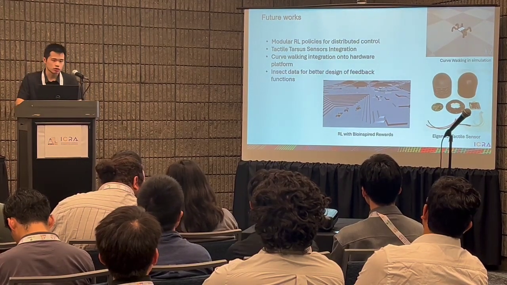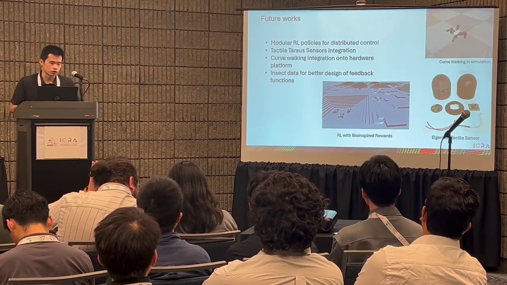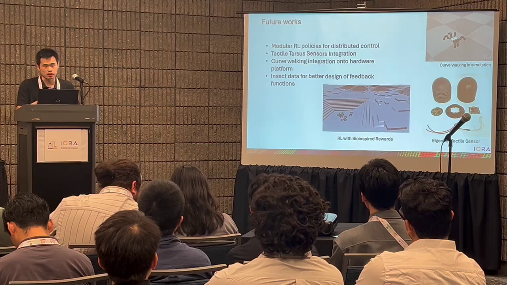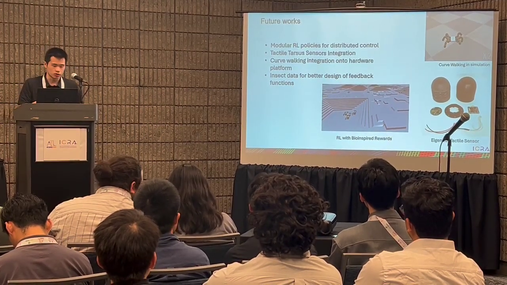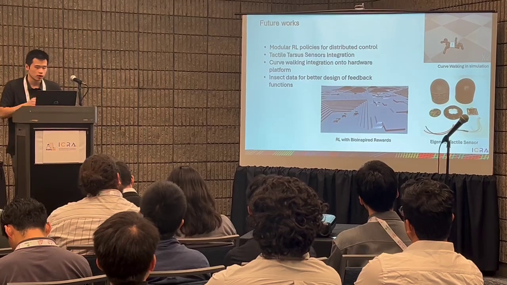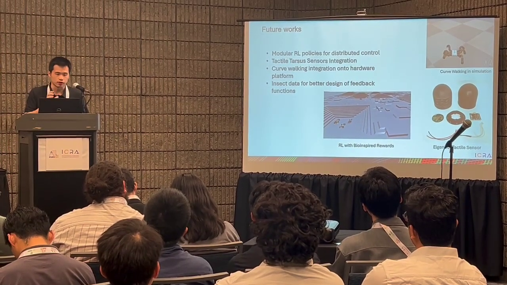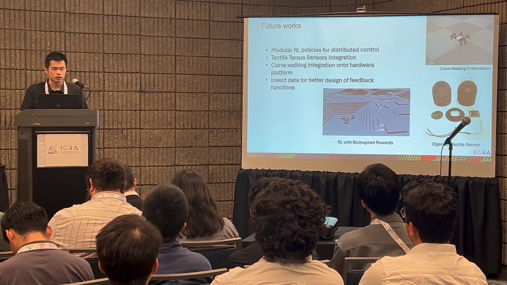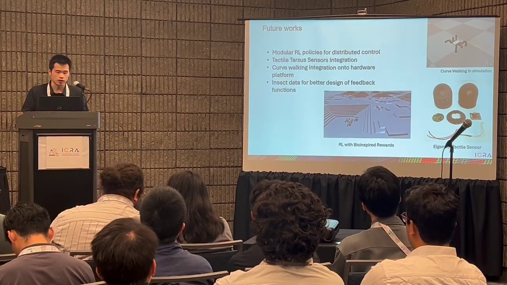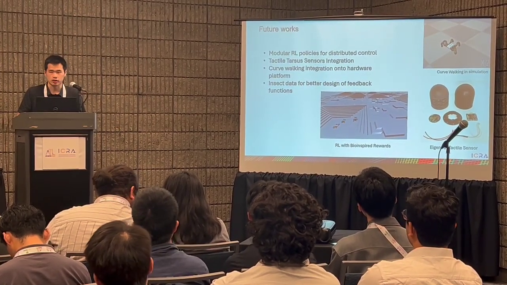So for our future work, we plan to implement modular RL policies for distributed control, and in fact, we have trained our interlimb coordination with bio-inspired rewards with RL, and it works really well with locomotion, and we are going to further improve that with distributed control. We also want to implement tactile tarsus sensors, curve walking, and better design of feedback functions with insect data.